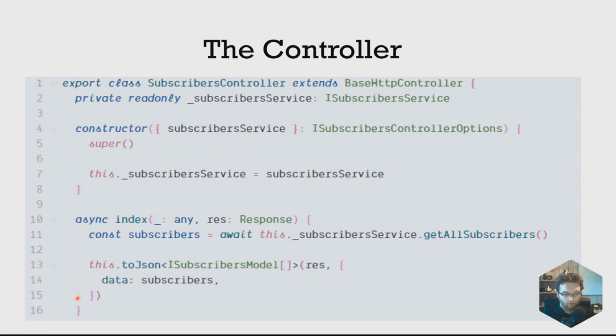So let's say someone makes a request to your website. Then we want to get all the subscribers. So we call subscriber service, get all subscribers, and then we send a JSON response. And that's pretty much the gist of it. So let's get started with the actual code example.